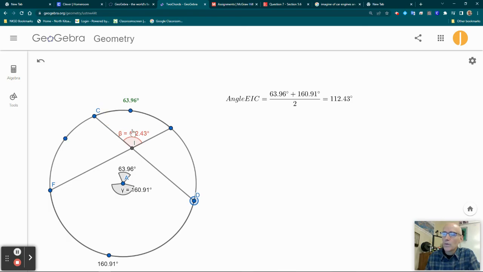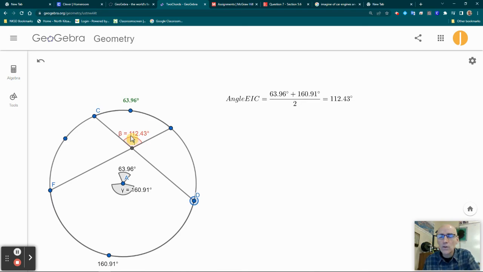Now, what we're going to be looking for is what this angle is right here. Well, you can see GeoGebra can measure it for us: 112.43. Where does that come from? It comes from the two intercepted arcs, the green one up here, the black one down here. I call them intercepted because the piece of the chord comes over here and hits the circle. The piece of the chord comes over here and hits the circle. And those pieces are making this angle right here.